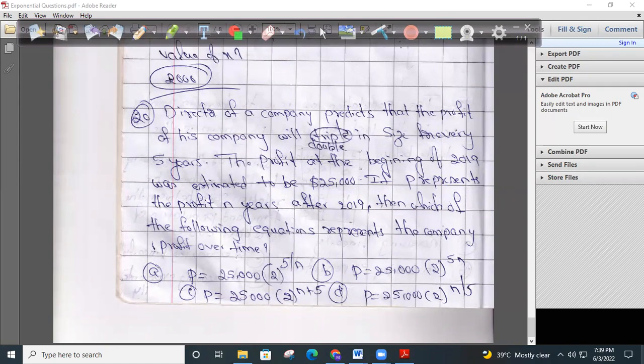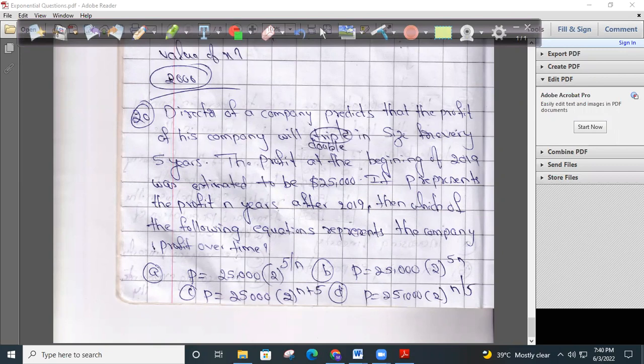Very good. Everyone attempt, try to read the question. Director of a company predicts that the profit of his company will double in size for every 5 years. Very happy, right? But 5 years is a good time, but doubling profit is very good. The profit at the beginning of 2019 was estimated to be $25,000.